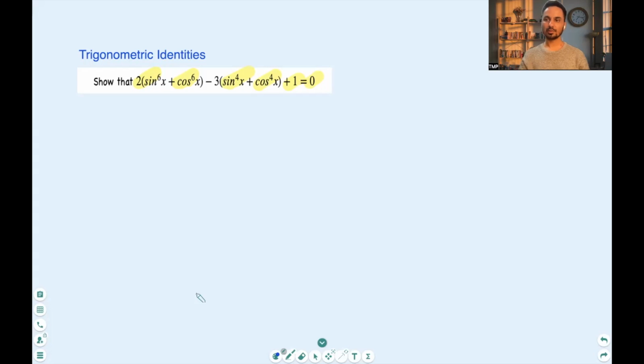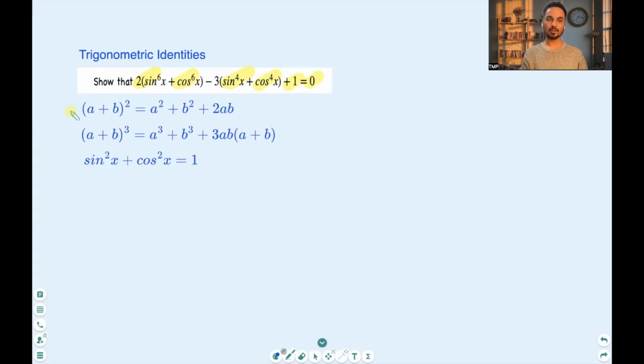In order to solve this question, we'll use a couple of important formulae. The formulae are (a plus b) whole square is a square plus b square plus 2ab. (a plus b) whole cube equals a cube plus b cube plus 3ab times (a plus b), and sin²x plus cos²x equals 1. So let's get started without wasting much time.